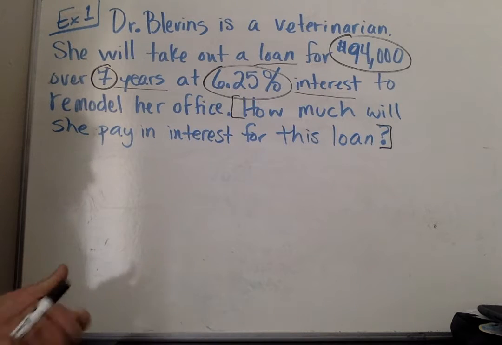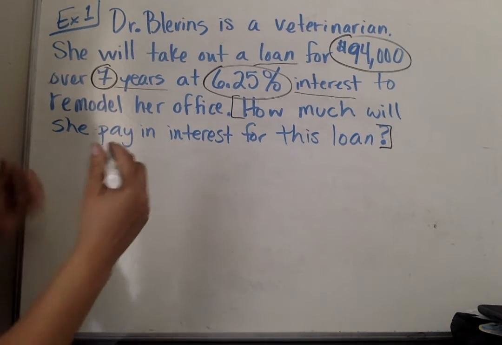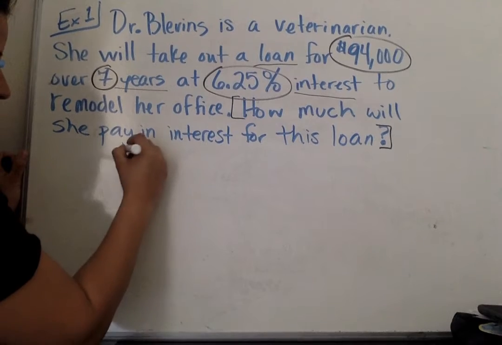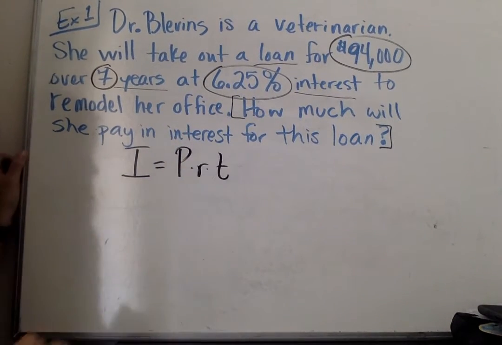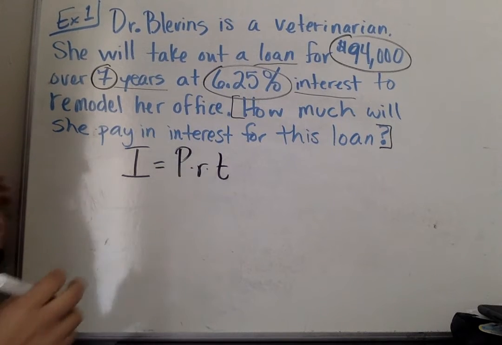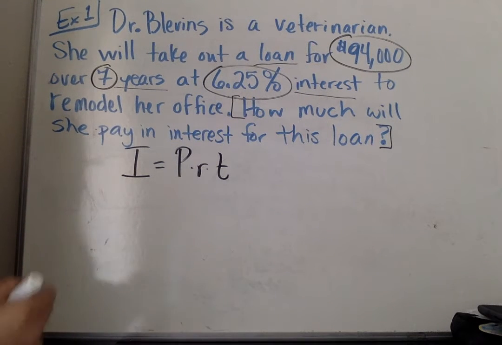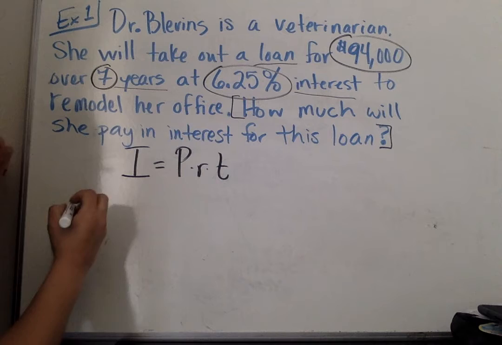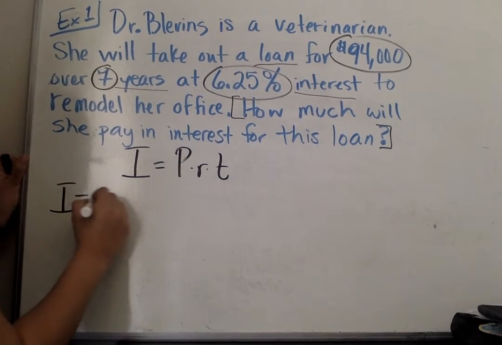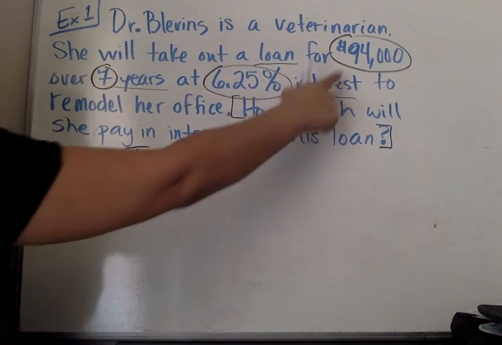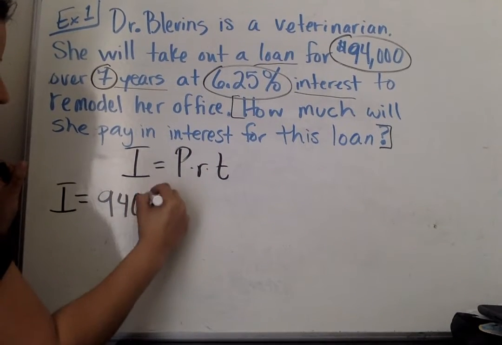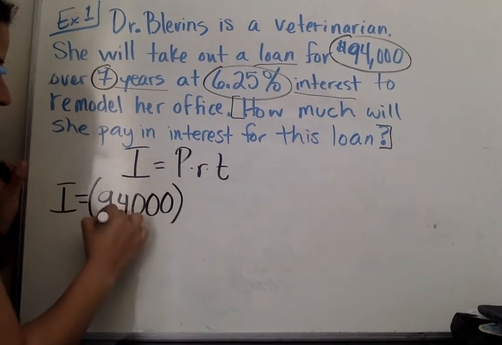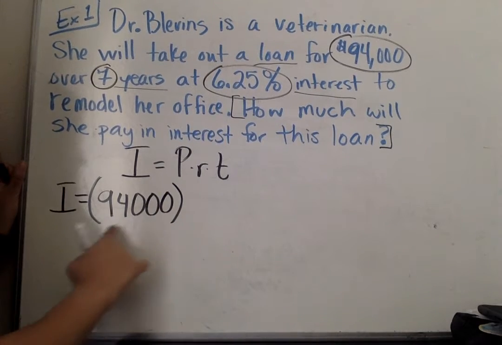So you should have the interest formula written down, and this is the formula. When you do your homework, I want you to write the formula down each time. You can put the dots or you don't have to. Just know that it's multiplication. Okay, so here we go. So interest, the principal amount is this $94,000 right here. That's the starting amount. That's how much she's borrowing. I'm going to use parentheses to show multiplication, okay?